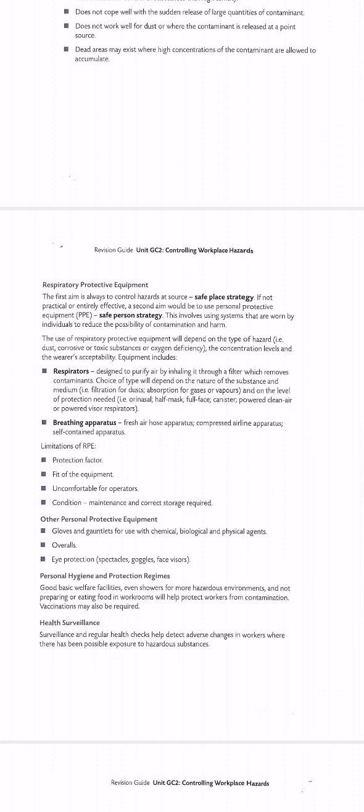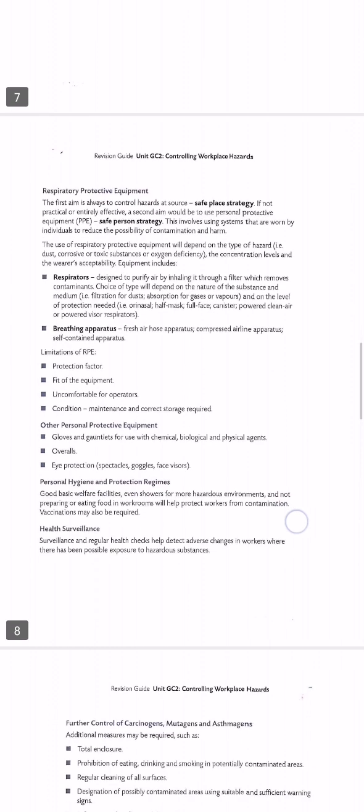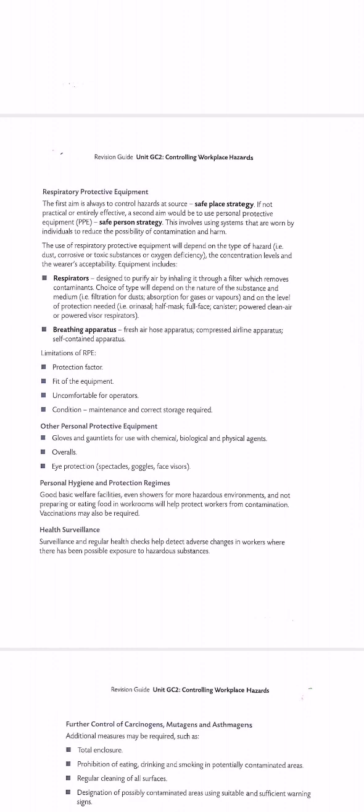Then another one I'm going to talk about is personal hygiene and protection. Like good basic welfare facilities or even showers for more hazardous environments, and not preparing or eating food in a workroom will help protect workers from contamination. Vaccination may also be required, right? So personal hygiene can also help. If you are working in a toxic area, don't eat your food or keep food in that toxic area. You should have a certain place where you keep your food, because your food can be contaminated by the chemical or the exposure of chemical to your food, right?